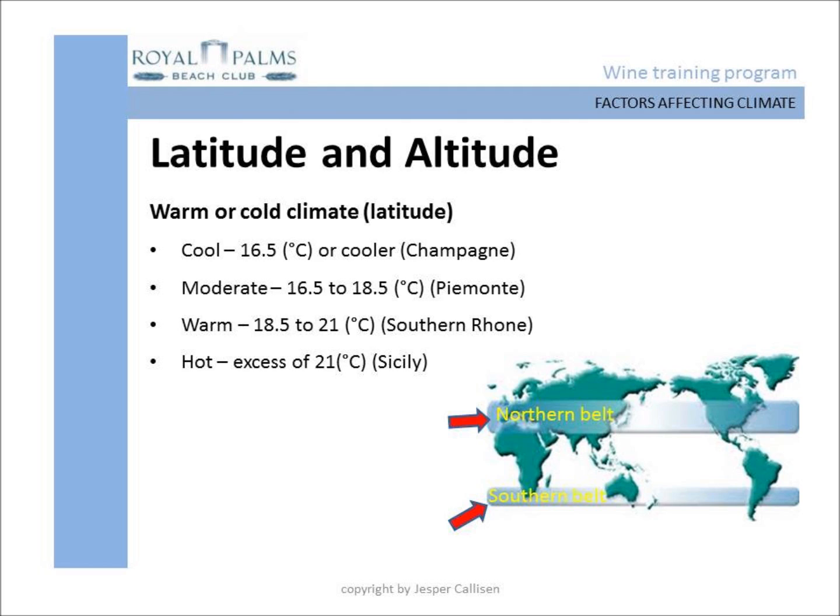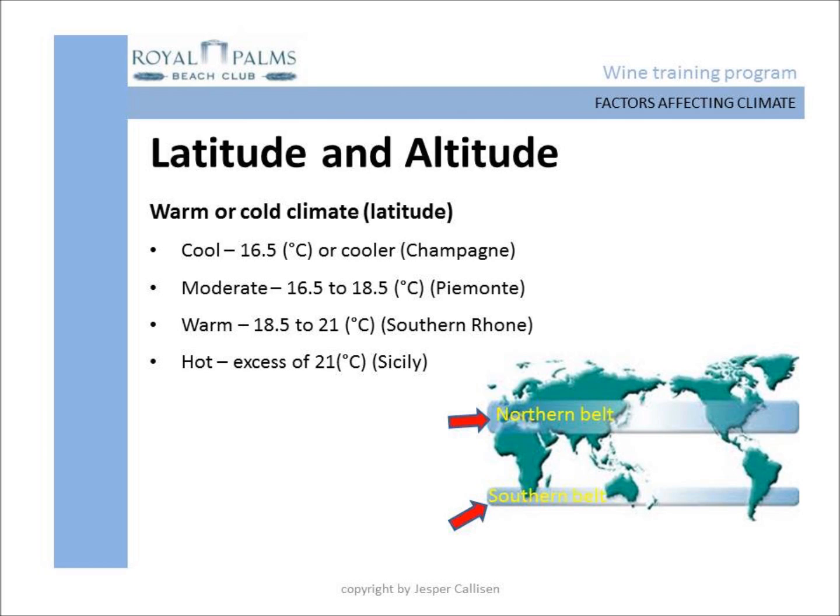The cool areas are generally furthest away from the equator. In the northern belt or northern hemisphere, that means northern France, Germany and Canada, just to mention some that are located in cool climates. Moderate climates are found in northern Italy and California. Warm climates are places such as the Rhone Valley in the south of France and warmer parts of California.